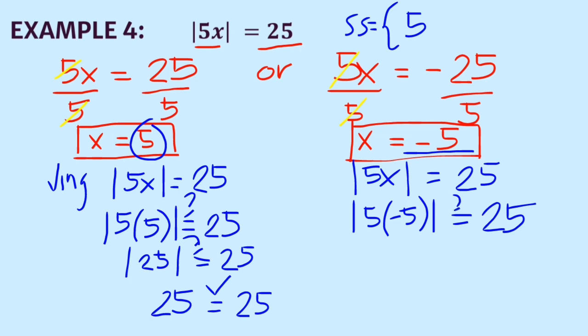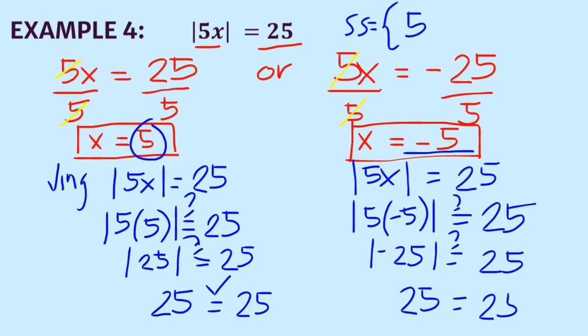Okay, that's a question mark, class. So, what is 5 times negative 5? It is negative 25. Now, what is the absolute value of negative 25? It is 25. Equal or not? It is equal. It means that our negative 5 here is also our solution. So let's write it in our solution set. So our solution set is 5 and negative 5.